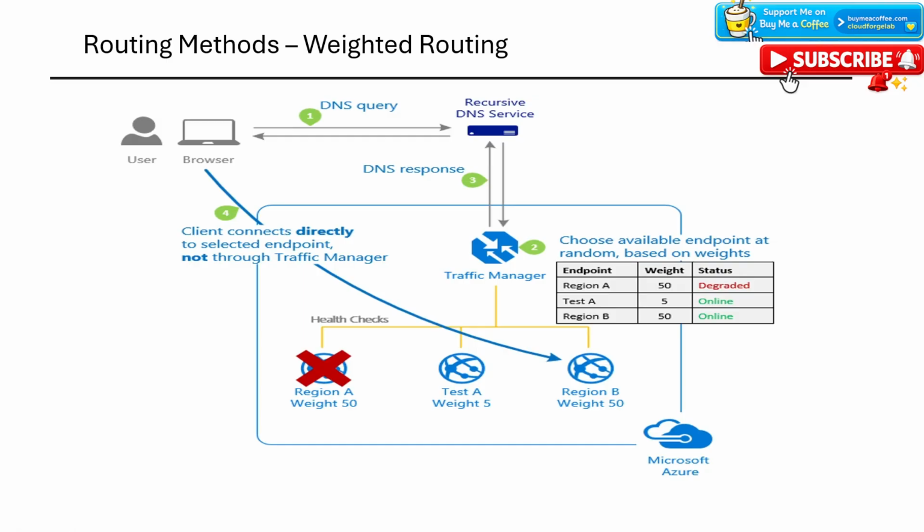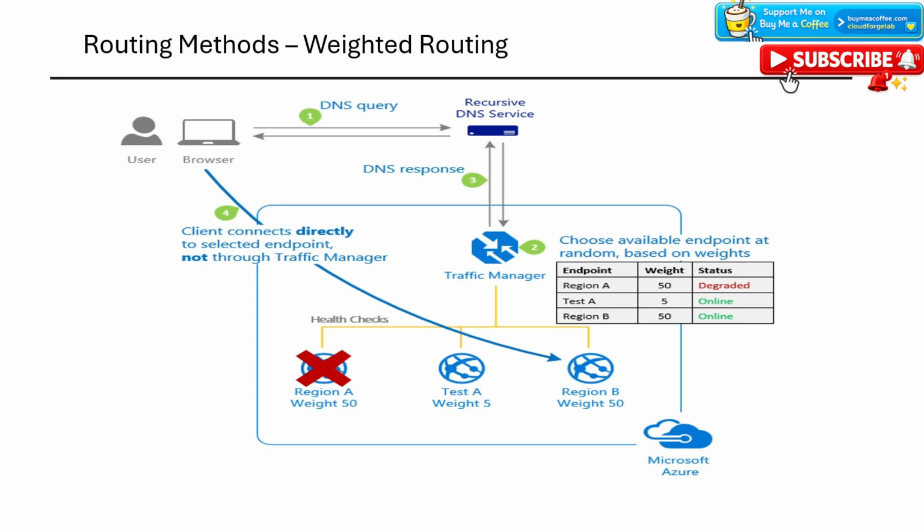So suppose you have an application which you have deployed to a staging slot, and there is one in the production slot, but you want 10% of traffic to reach the staging slot, which can be used for A/B testing. Then you can use this routing method, and you can give a weightage of say 90 to production and 10 to the staging slot.